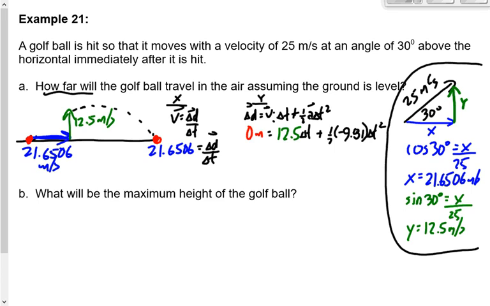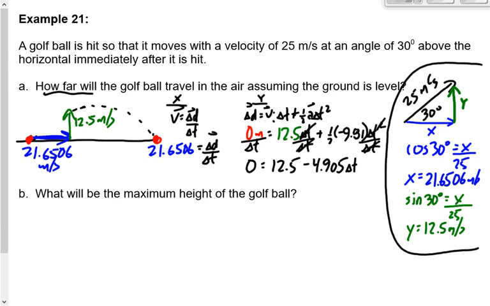I'm allowed to do essentially whatever I want to this equation, as long as I do it to every term on both sides. So let's divide by t. Let's divide this term by t and this term by t. 0 divided by t is 0. 12.5t divided by t is 12.5. Half of negative 9.81 is negative 4.905. And t squared divided by t is t. Now that's looking a lot simpler.